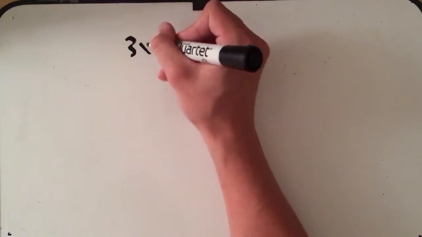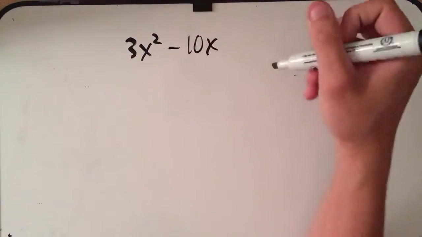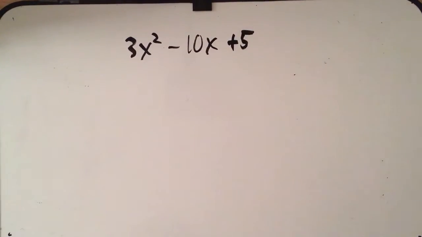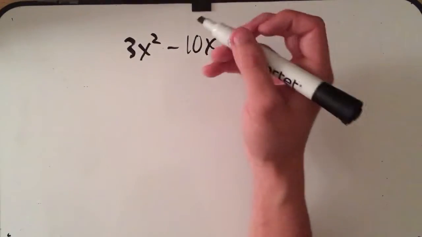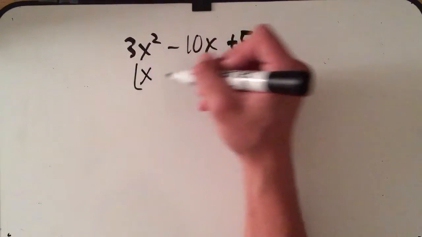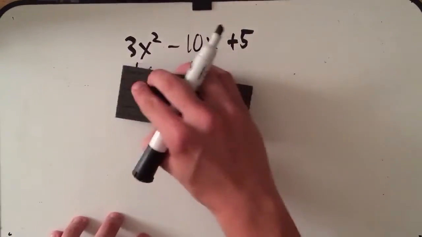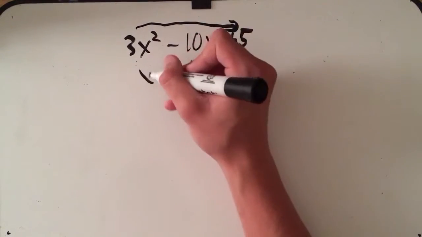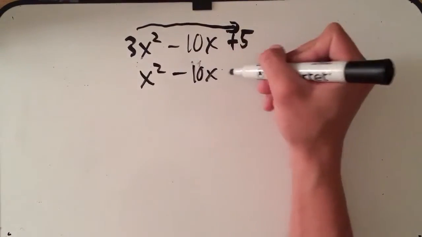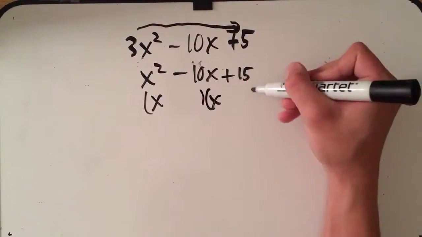So let's try another one. Let's try 3x squared minus 10x plus 5. So, of course, we'd start off with the five-step method because sometimes it'll work. Trying to do a little shortcut. x squared minus 10x plus 15. Five-step method. Will it work?